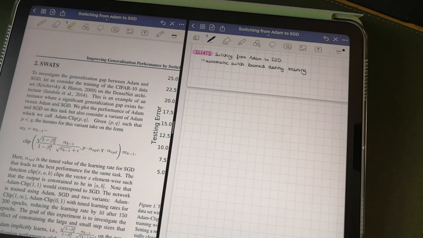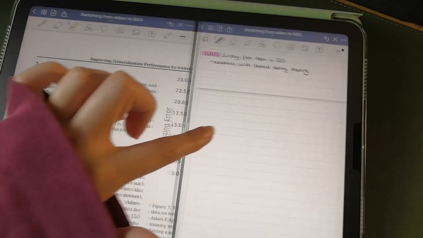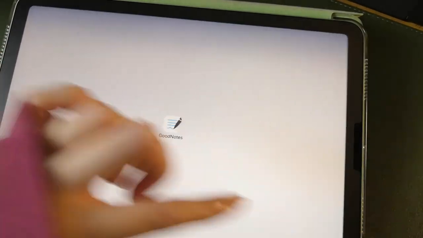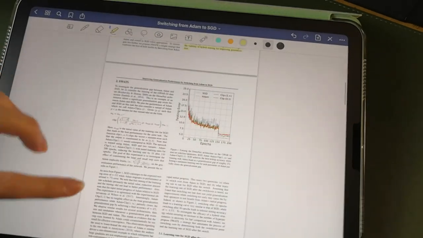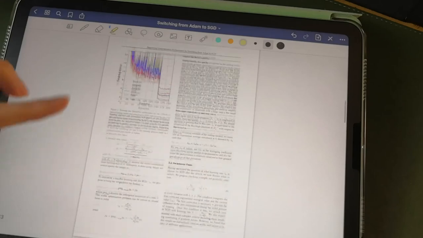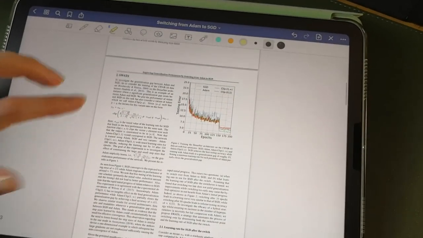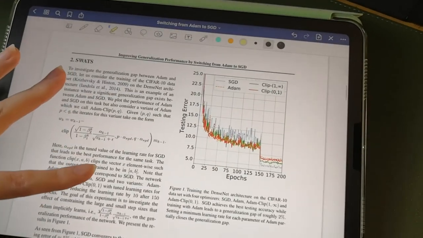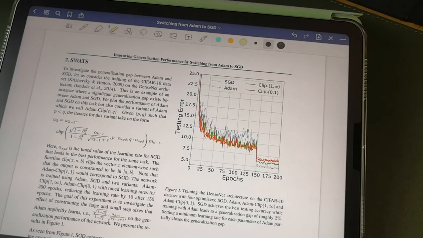I think I stopped the video at this point because we're already roughly half an hour in, and the second chapter would be over 2 full pages, so I might do part 2 of this, but for now this is going to be it.